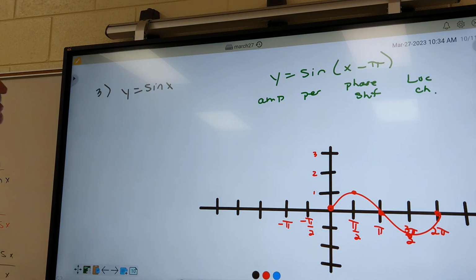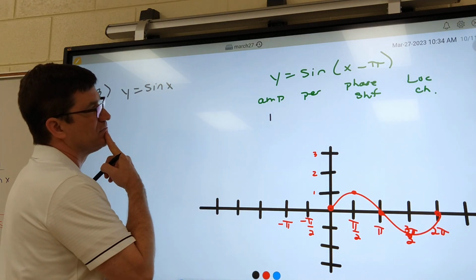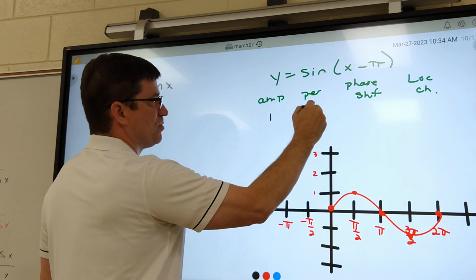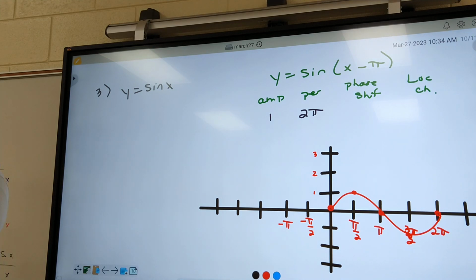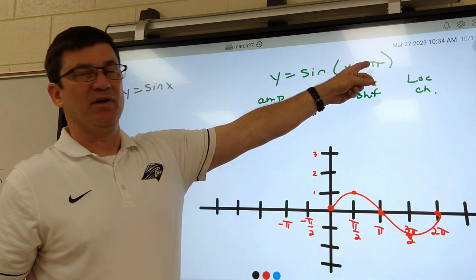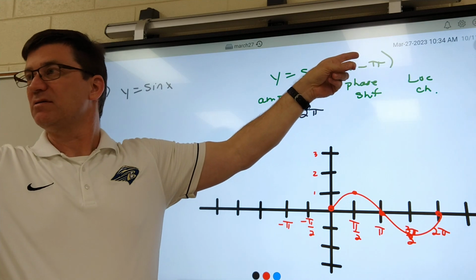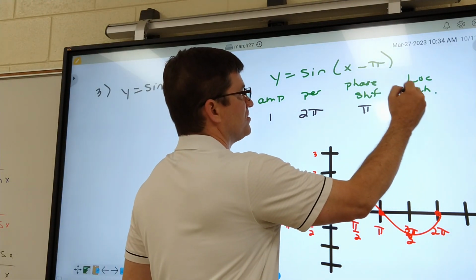All right, so what's the amplitude going to be? Stay in 1. Period. Well, there's a 1 there, right? So it's 2 pi over k, so it's just 2 pi. Phase shift. Now this one does have a phase shift because it's got parentheses. You guys remember how to do phase shift? This goes on top, but you've got to flip the sign and divide it by 1. That's what we were doing on the chart. So what's our phase shift going to be? Positive pi, and there's no location change.